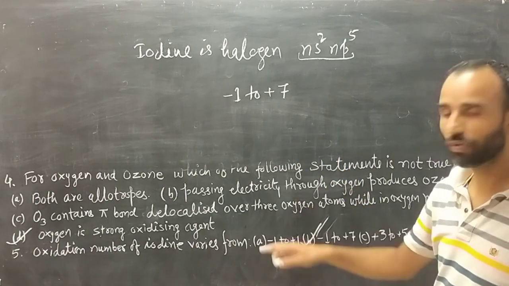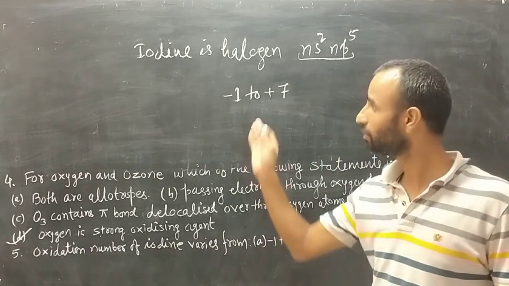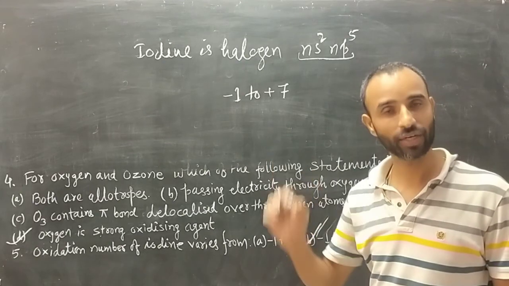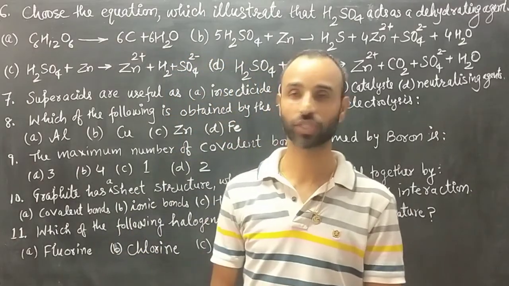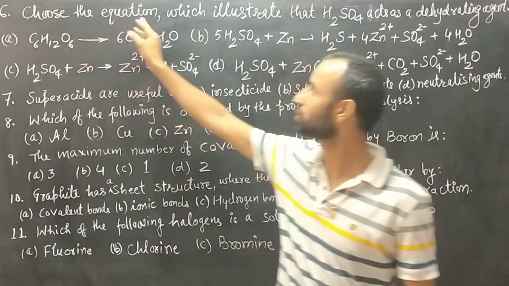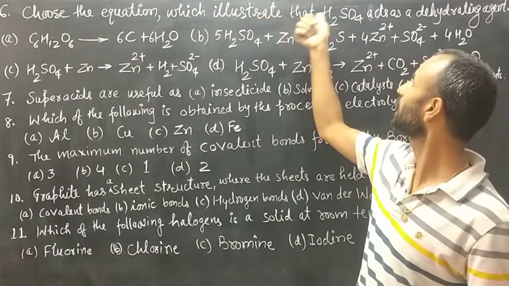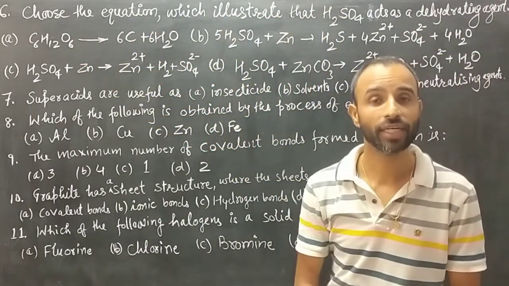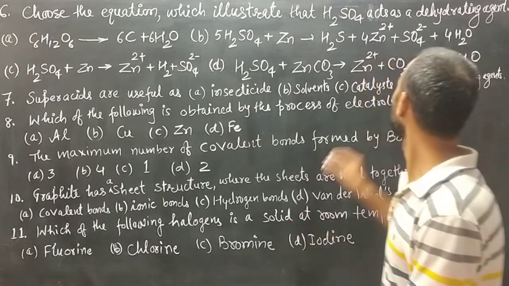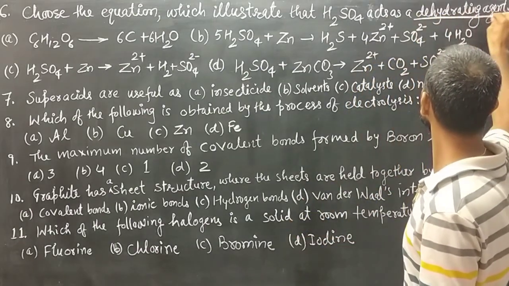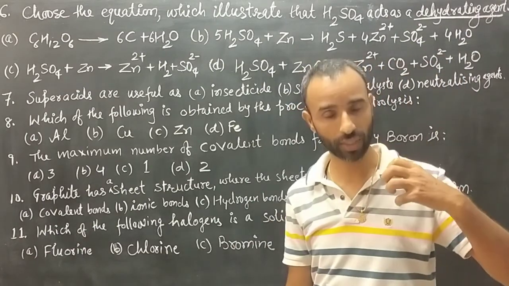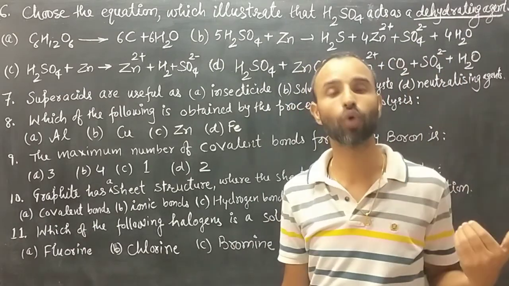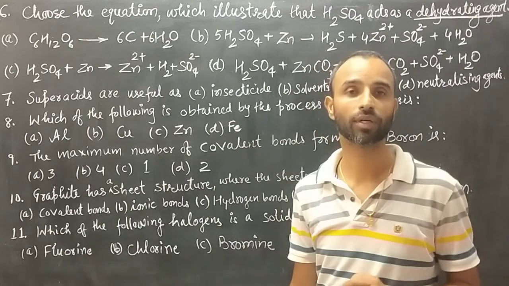So these are the first 5 questions. Then I will write some more questions and then we will proceed further. Now question number 6: choose the equation which illustrates that H2SO4 acts as a dehydrating agent. So you know what is a dehydrating agent? A dehydrating agent means one which can absorb water or remove water from the given compound.